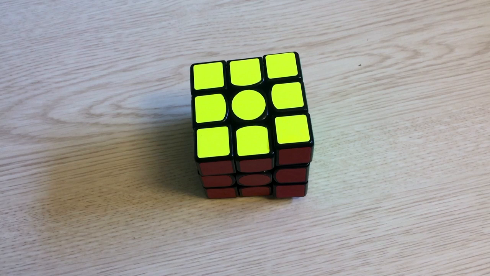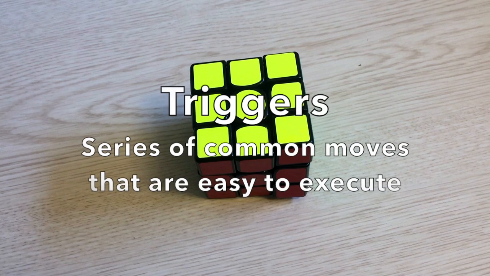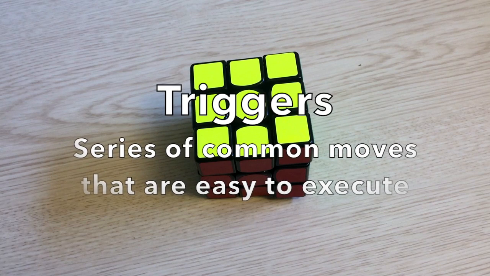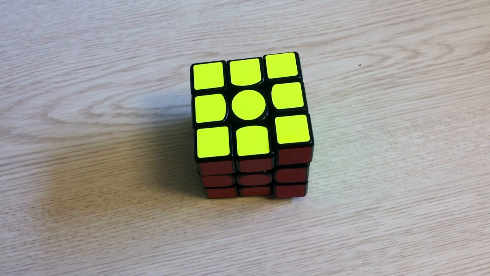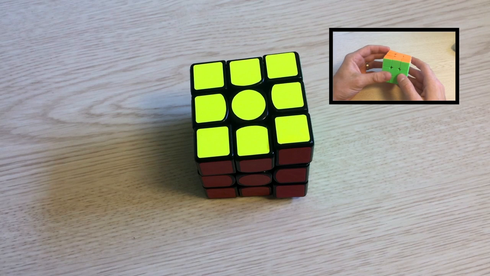Now learning 4-look is not delaying learning 2-look last layer. Every algorithm in this 4-look tutorial is used in 2-look as well. Many of the algorithms are common movements called triggers. The most common one you will see is called the quote sexy move, which is R U R' U'. If you do not quite understand notation yet, please check out the video I did on that by either clicking on the video shown or through the link in the description.